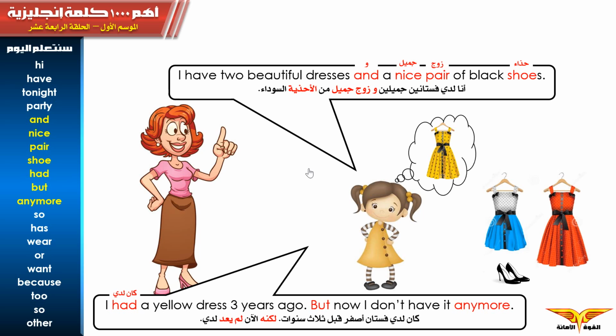Had هو الماضي من have. هنا نستعمل have لأننا نتكلم عن الحاضر، أما هنا فهذا في الماضي، كان لديها فستان أصفر، الماضي had. But. anymore هذه كلمة واحدة وليست كلمتان. Anymore لا تقول any more. I had a yellow dress 3 years ago, but now I don't have it anymore.